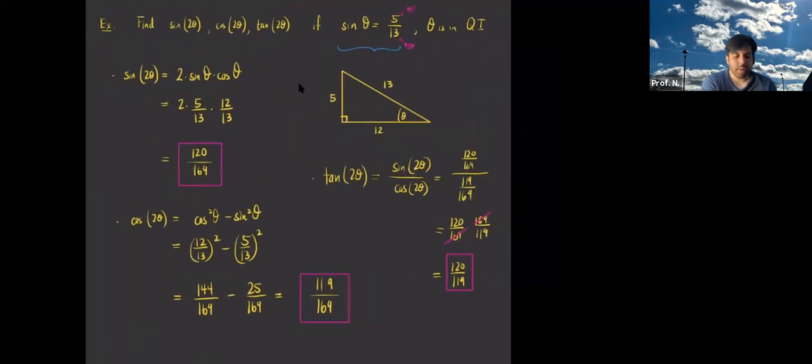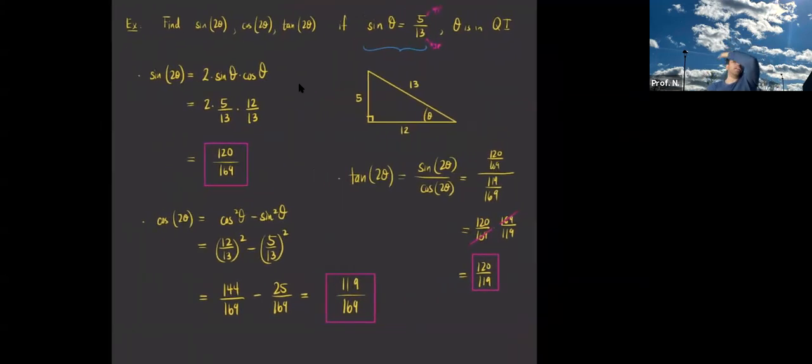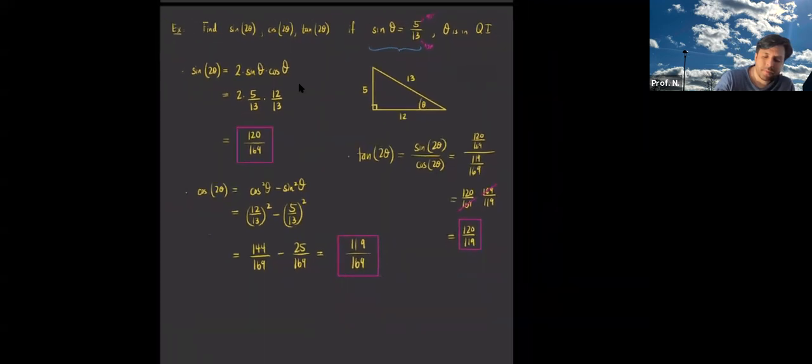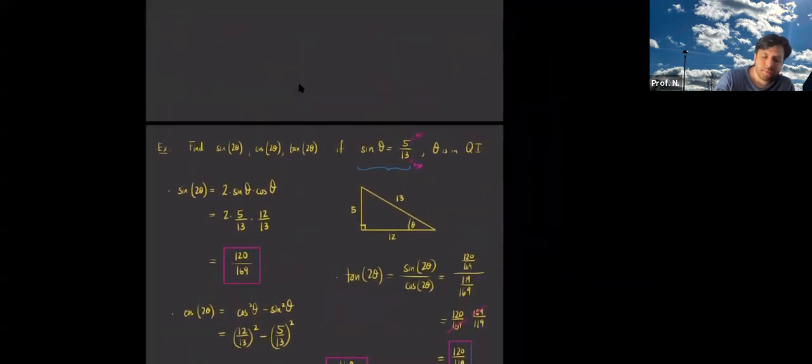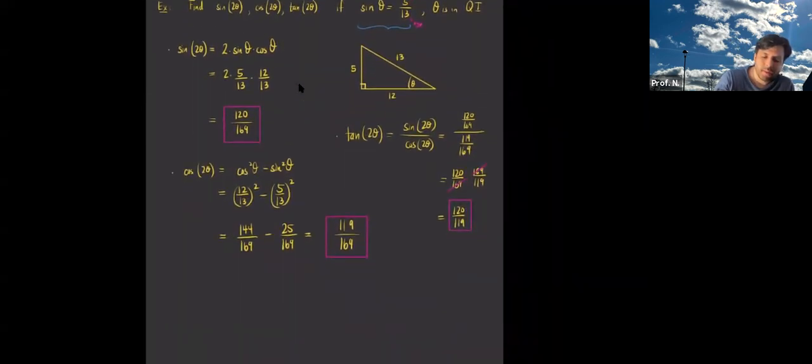Any questions about finding sine 2 theta, cosine 2 theta, tangent 2 theta, if I know just 2 things, sine theta and where the angle is? We're good with this? Okay.